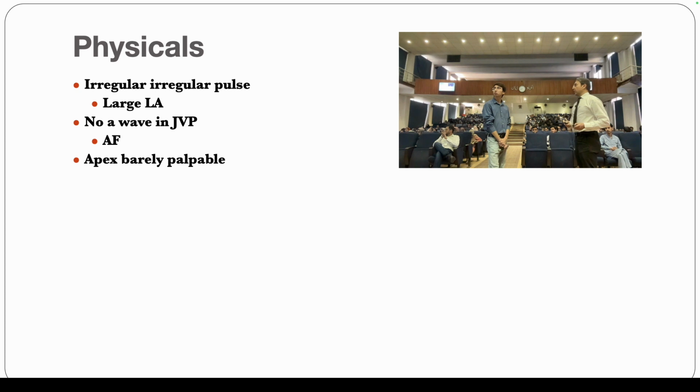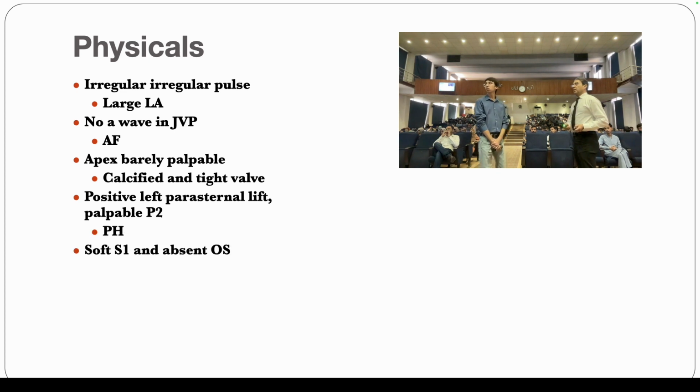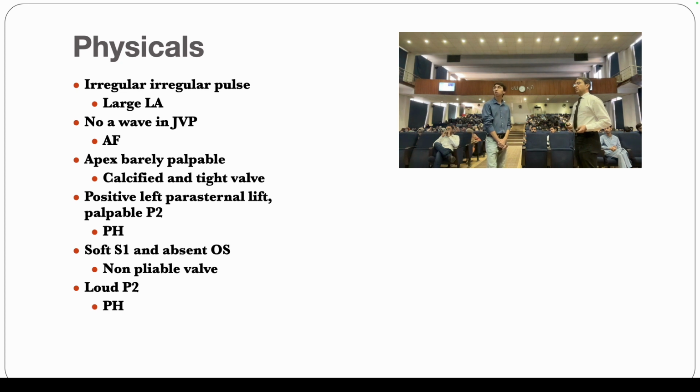Apex barely palpable. It means the valve is calcified and there is no MR. It's a tight valve. Parasternal heave if present, palpable P2, pulmonary hypertension. Soft S1 and absent opening snap, it is again a calcified non-pliable valve. Loud P2, pulmonary hypertension. So you can find out what is going on in this patient.